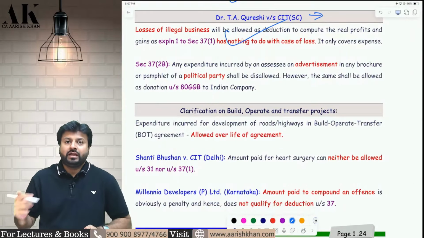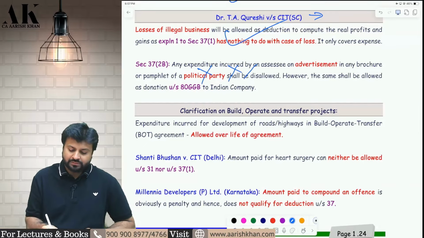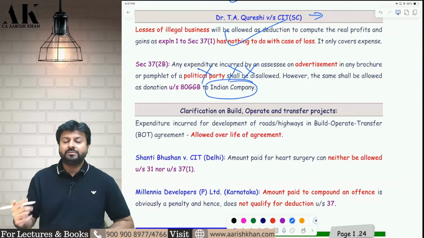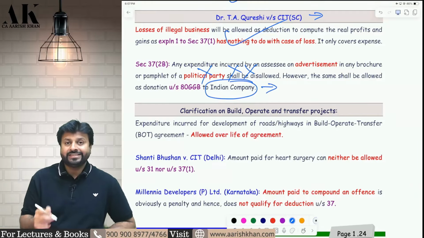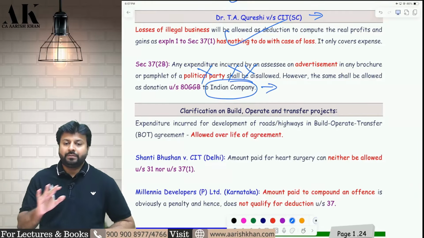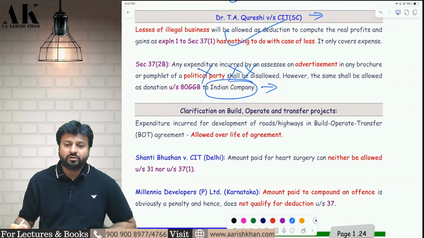Next, if I do any advertisement in a brochure of a political party, is that allowed? The answer is no. That is not allowed as a business expense. But if you are an Indian company, then advertisement in a brochure of a political party is allowed as a deduction, as a donation under 80GGB. I hope it is clear to all of you. But by default, advertisement in a brochure of a political party is not allowed as deduction. Is it clear? Let's go ahead.